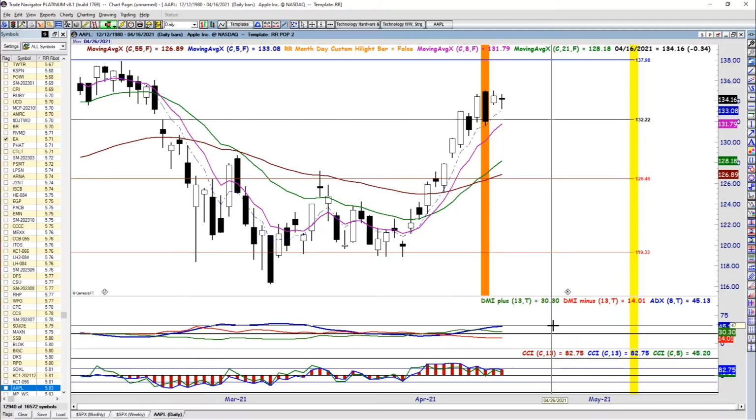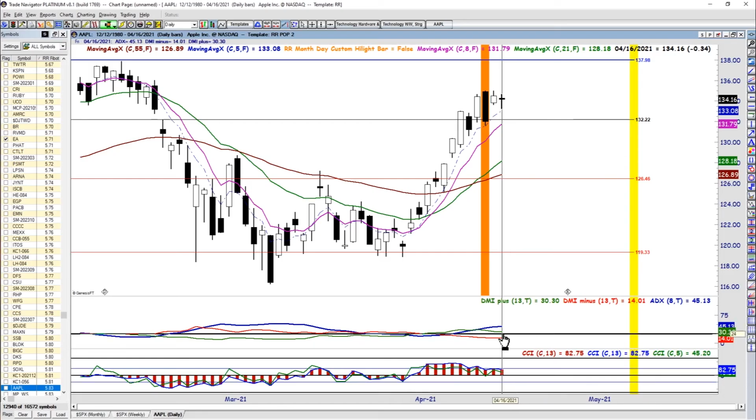That's ADX. The DMI plus and minus is, should we trade bullish or bearish? That's all that tells us. The one that's higher is the one we want to focus on. Well, green is up higher than the red.